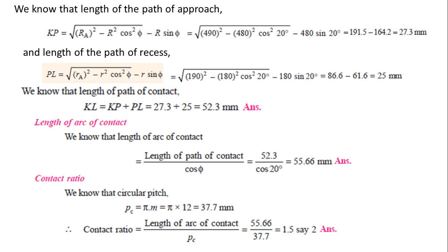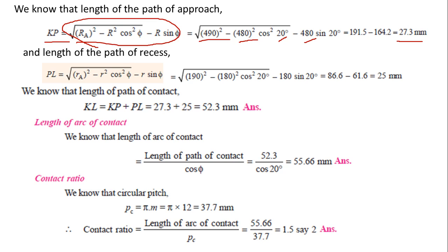You know the formula for the length of path of contact. First, for the path of approach, you will take KP. It is all with capital R, because it is for the path of approach. So it is the square root of RA square minus R square cos square phi, minus R sin phi. So substitute the values. RA is 490, R is 480, and angle phi is 20 degree. Substituting this, you get 27.3.